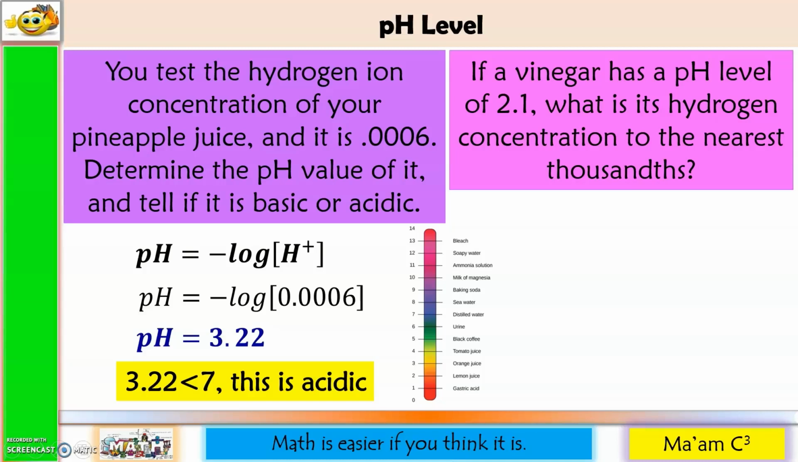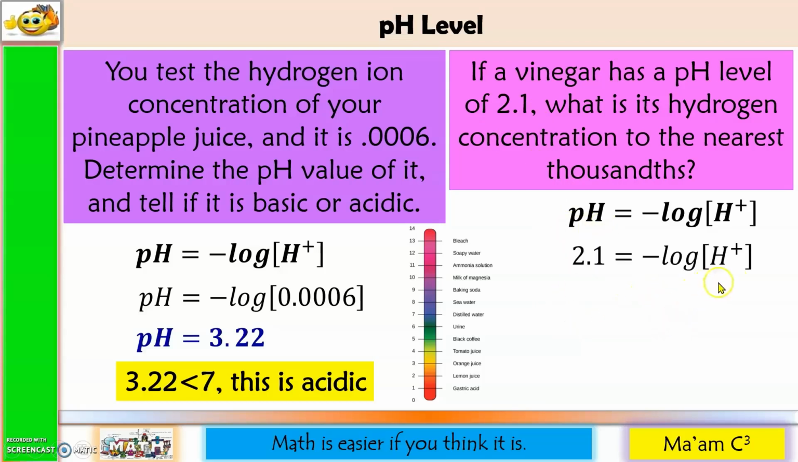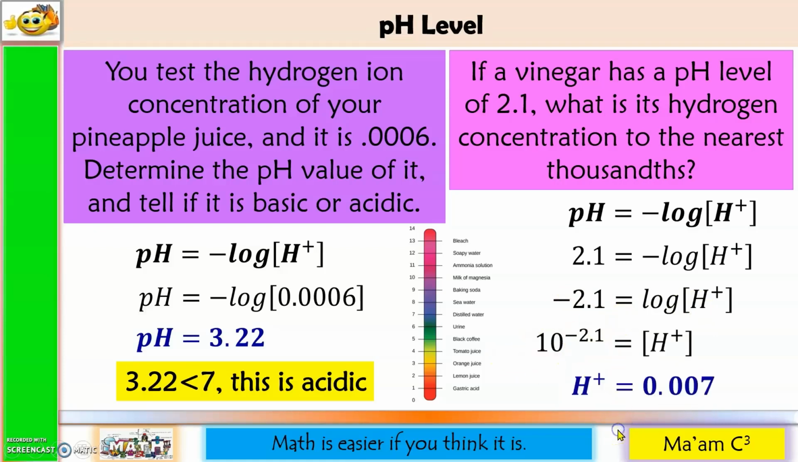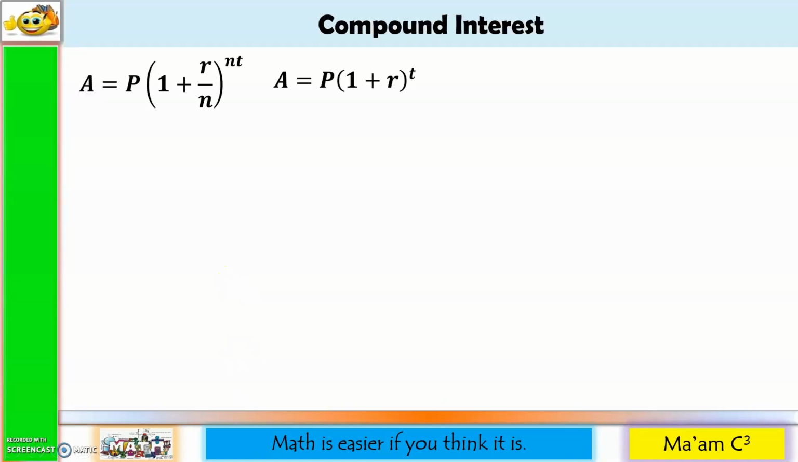Another example, if a vinegar has a pH level of 2.1, what is its hydrogen concentration to the nearest thousandths? So the pH level is given. Let us substitute it here. So 2.1 is equal to the negative logarithm of the hydrogen concentration. Let us divide both sides by -1. So this will be negative 2.1. And then let us convert this into exponential form. So the base here is 10. So I have 10 raised to negative 2.1 is equal to the hydrogen concentration. And 10 raised to negative 2.1 is 0.007.